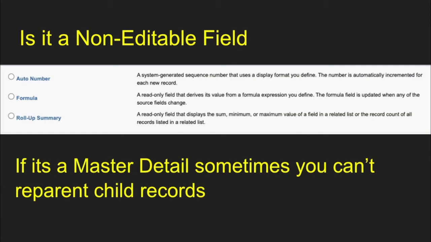The other question to ask yourself is, that field that you're trying to edit, is that a non-editable field? So auto number, formula, and roll-up summary are all field types that can't be edited. Once they're set, they're going to be auto populated based on other values and other records within Salesforce. Also, if it's a master detail, sometimes you can't reparent those child records, so just be mindful of that.